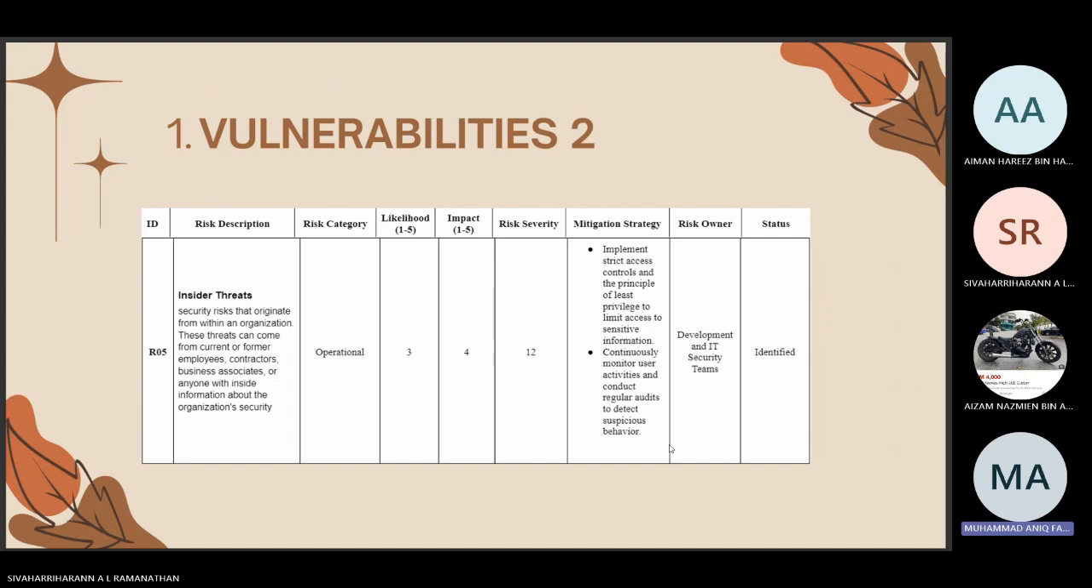The mitigation strategy is to implement strict access control and follow the principle of least privilege to limit access to sensitive information. The resources required include personnel from the development and IT security team, and the responsible party is both the development and IT security team. The timeline and status indicate this risk is currently identified and does not have a specific timeline yet. Next.